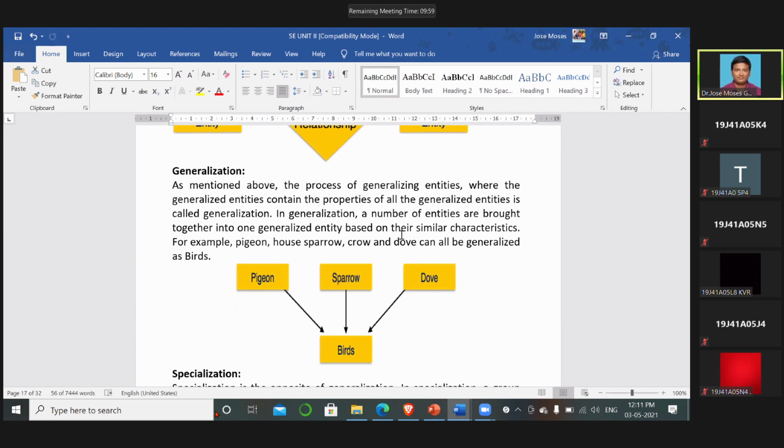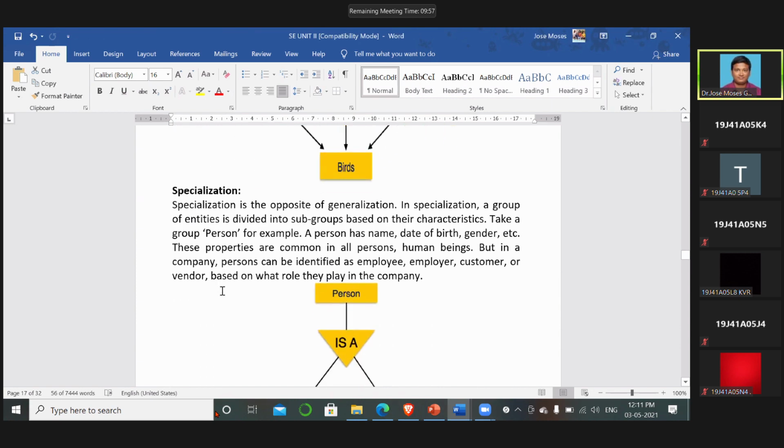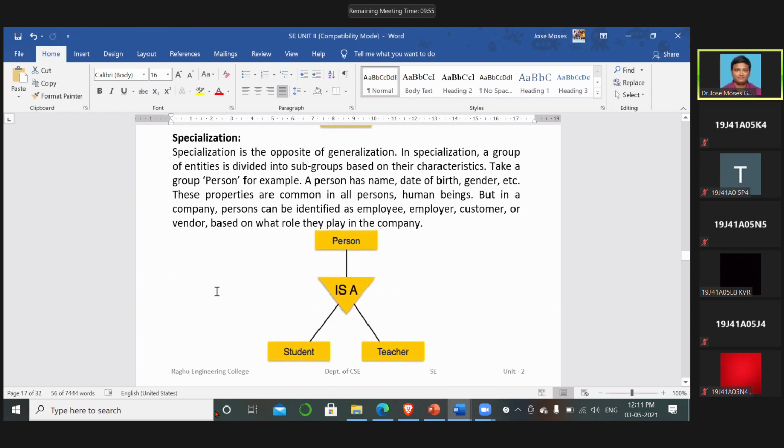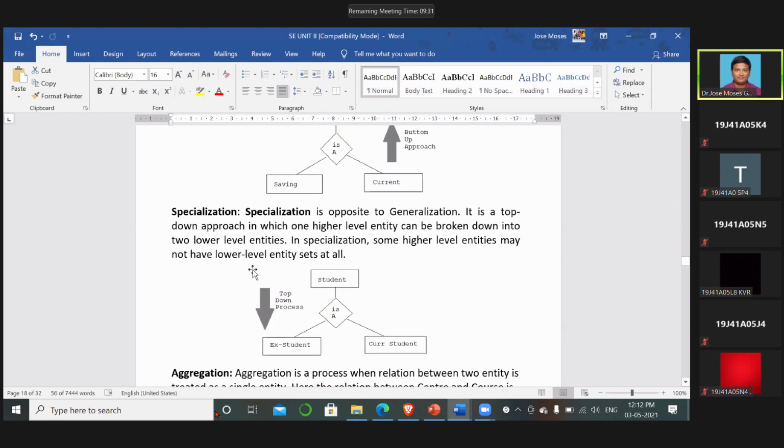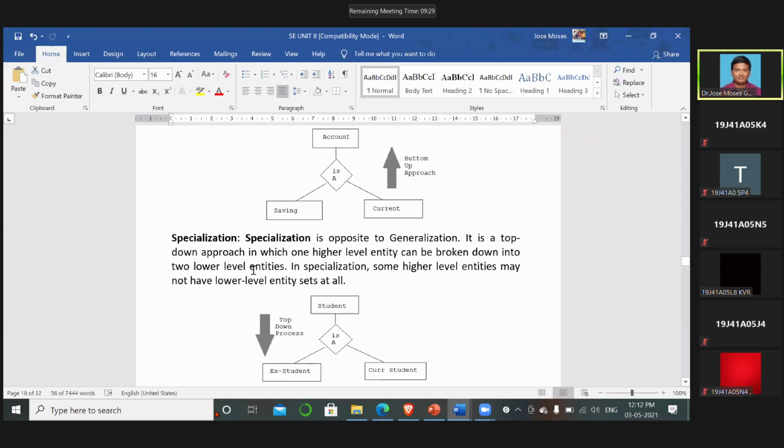Specialization is nothing but to specify. I'm not talking about a person. Person is a generalized word. If I tell a student, okay, person is a student, person is a teacher, that means I'm specifying a particular thing, and that is called specialization. You know that generalization is a bottom-up approach, and specialization is a top-down approach, right?